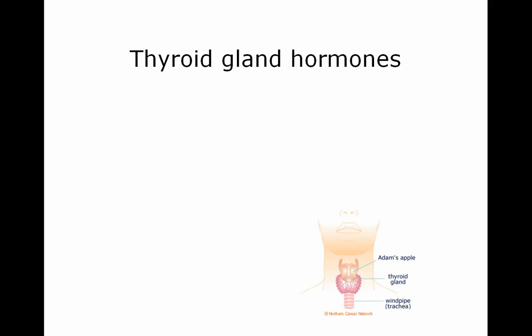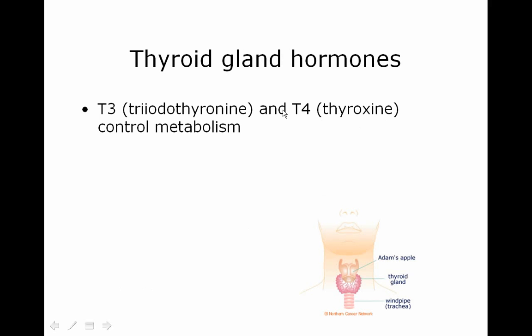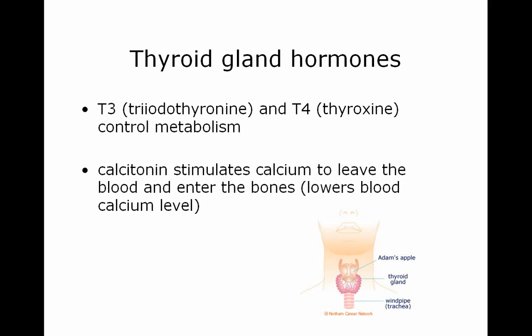Again, that's a pretty rare condition. Okay, looking at thyroid hormones now, and the position of the thyroid gland is in the neck area. It kind of surrounds the trachea. There are 3 main hormones produced from the thyroid gland: T3, T4, and calcitonin.